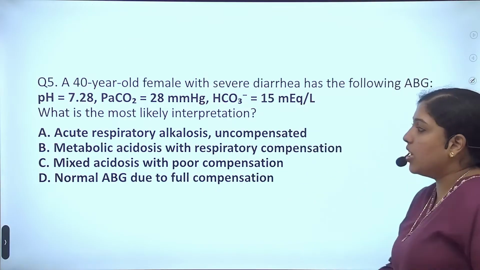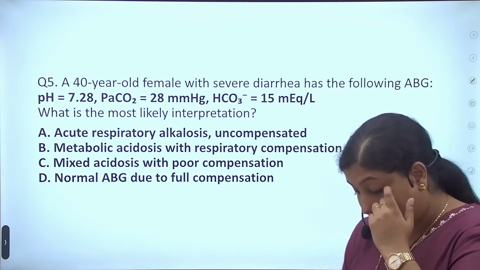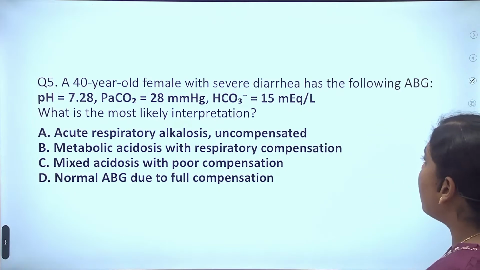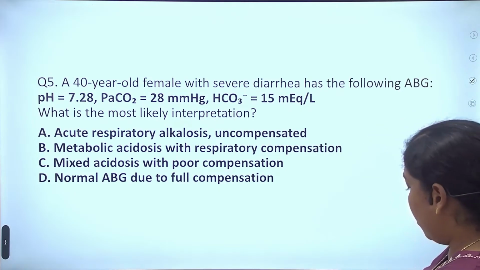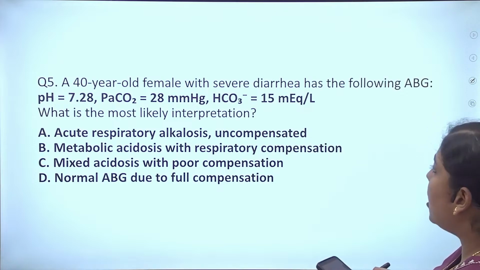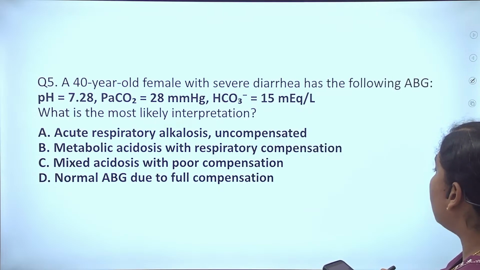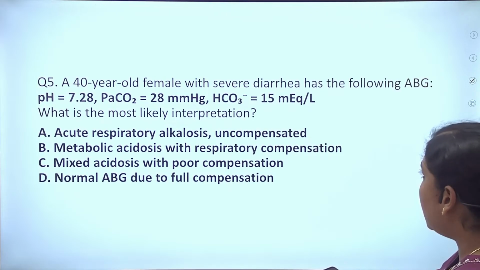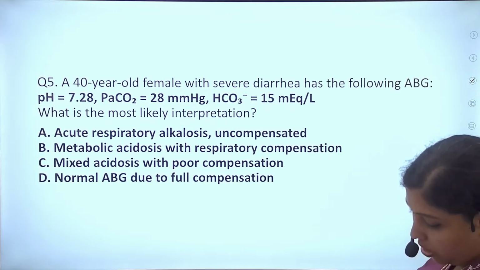Right? So the next MCQ. A 40 years old female with severe diarrhea has the following ABG. The pH is 7.28, the PaCO2 is 28 mm of Hg, the HCO3 is 15 milliequivalent per liter. Now come on, put your answers in the chat box.